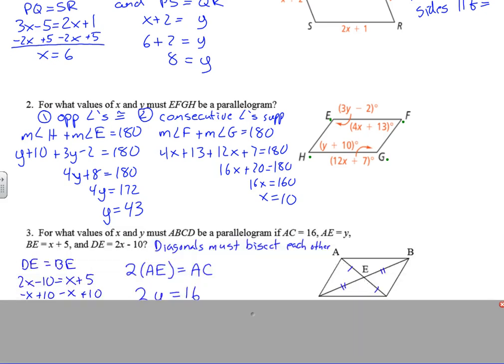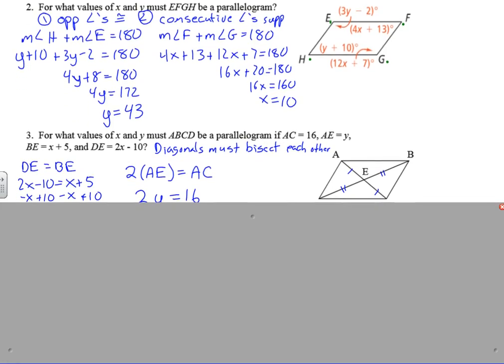Okay, next one. For what values of x, I'm going to pause here while that bell rings for a sec.